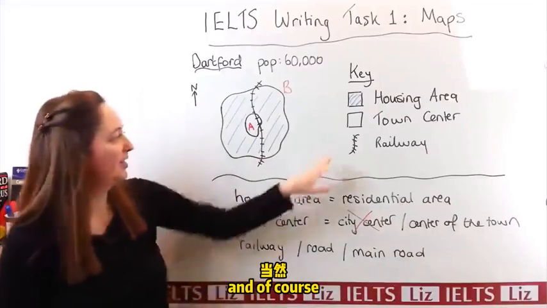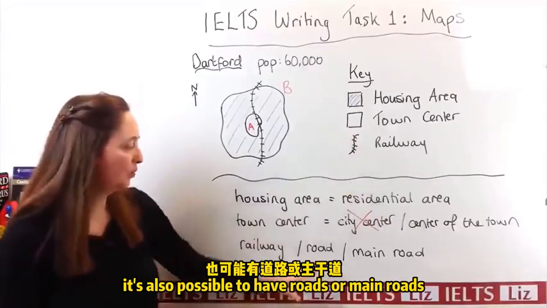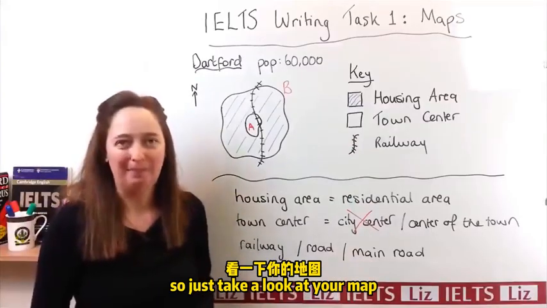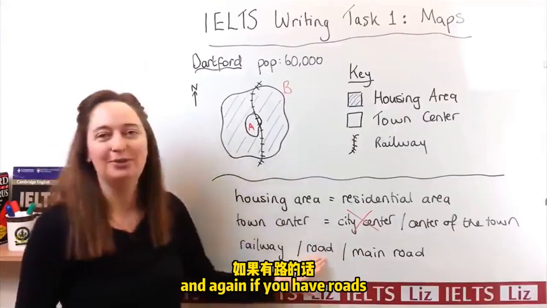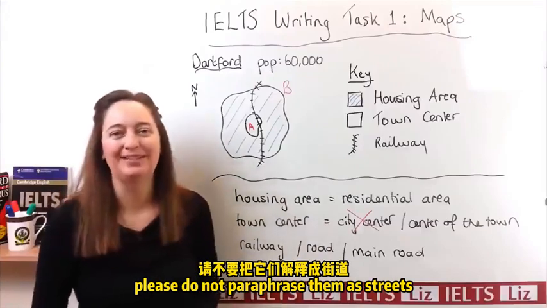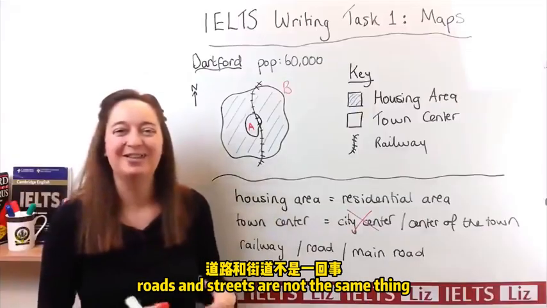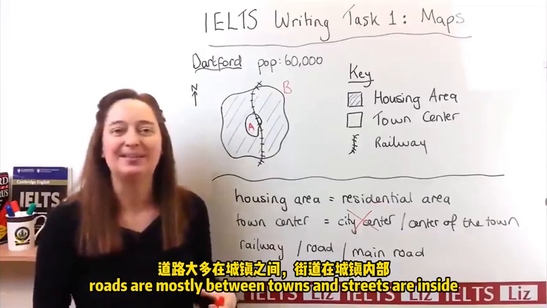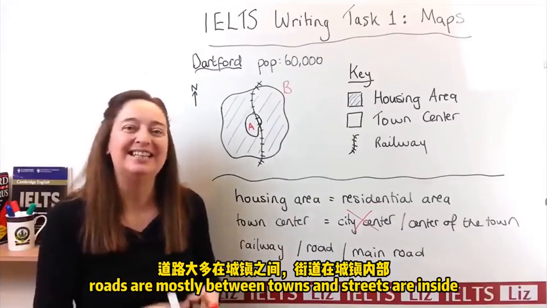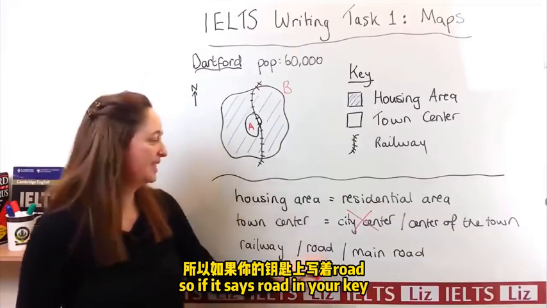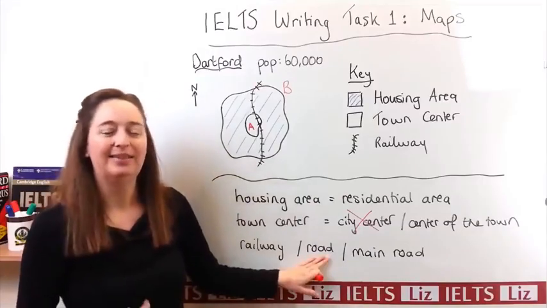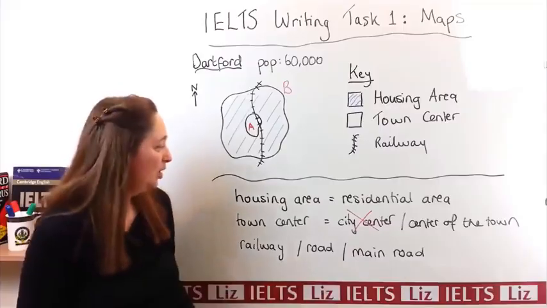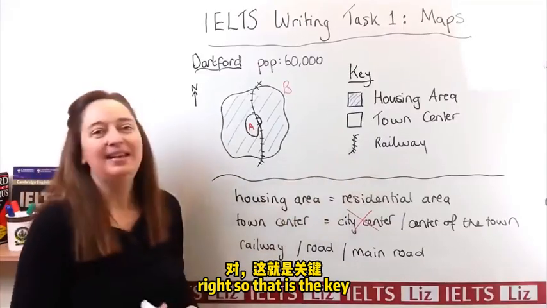It's fine. And of course, this symbol here is a railway. It's also possible to have roads or main roads, so just take a look at your map. And again, if you have roads, please do not paraphrase them as streets. Roads and streets are not the same thing. Roads are mostly between towns and streets are inside the city centre. So if it says road in your key, then please write road in your writing task 1. Right, so that is the key.